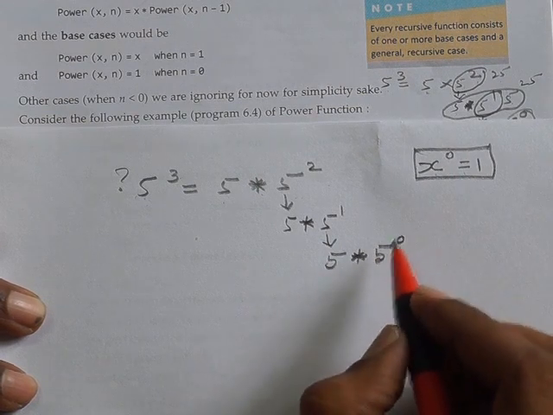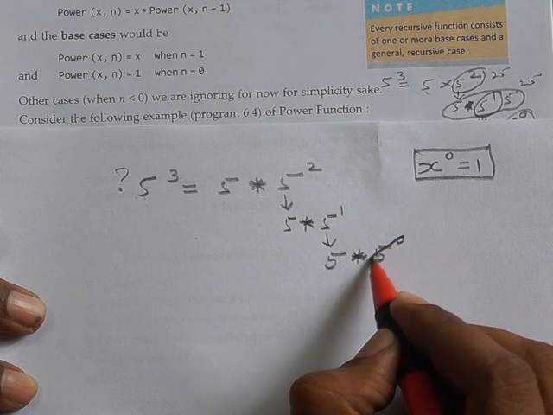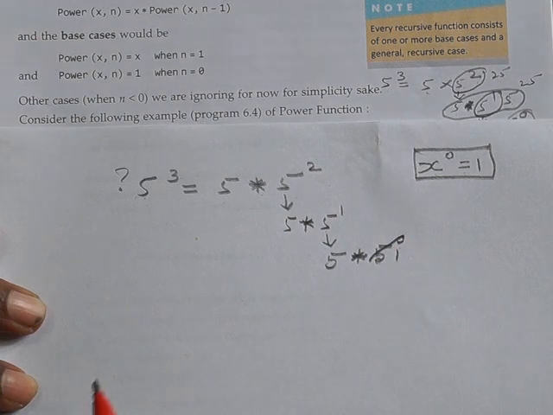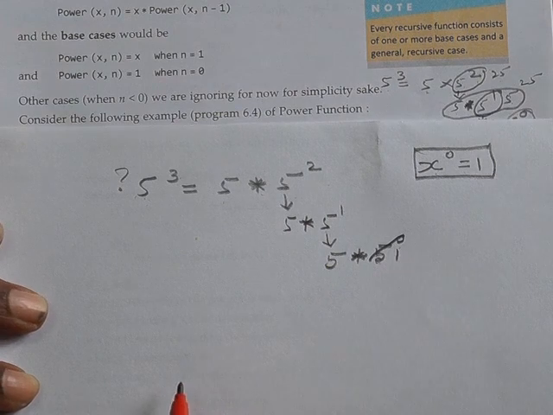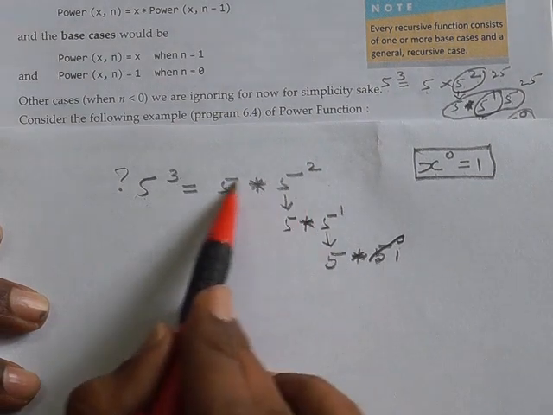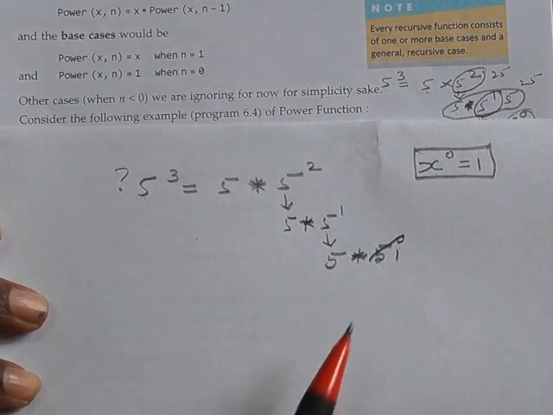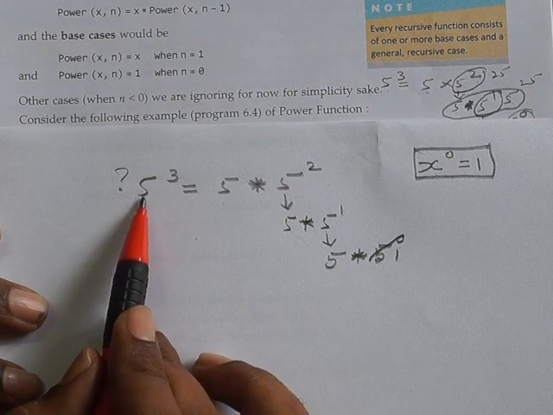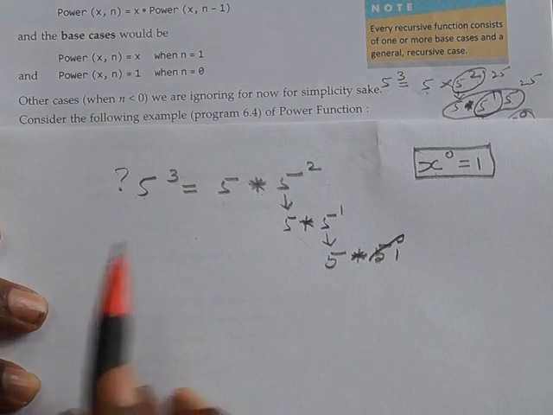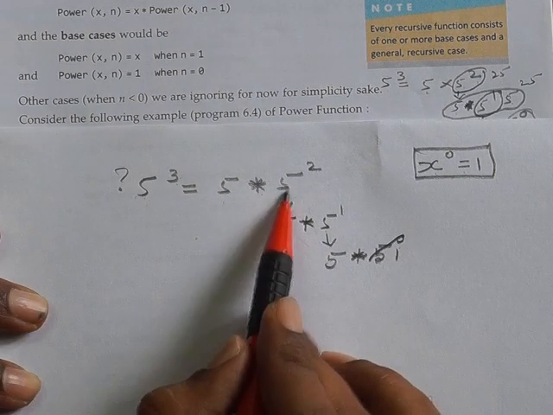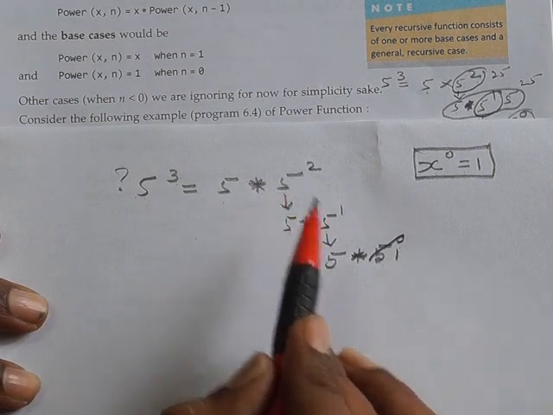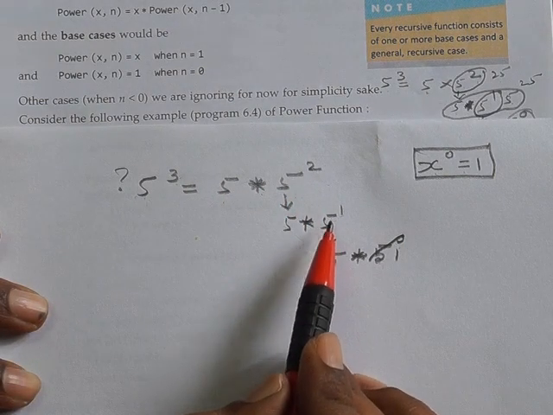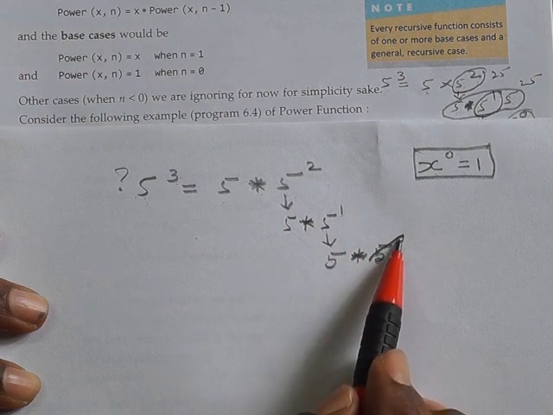Okay, so I am going to strike this 5 power 0. I am going to write 1. Now we are going in reverse process. What is our ultimate aim? Our ultimate aim is to find 5 power 3. So before that I had to find 5 power 2. Before that I had to find the value of 5 power 1. So before that I had to find the value of 5 power 0.